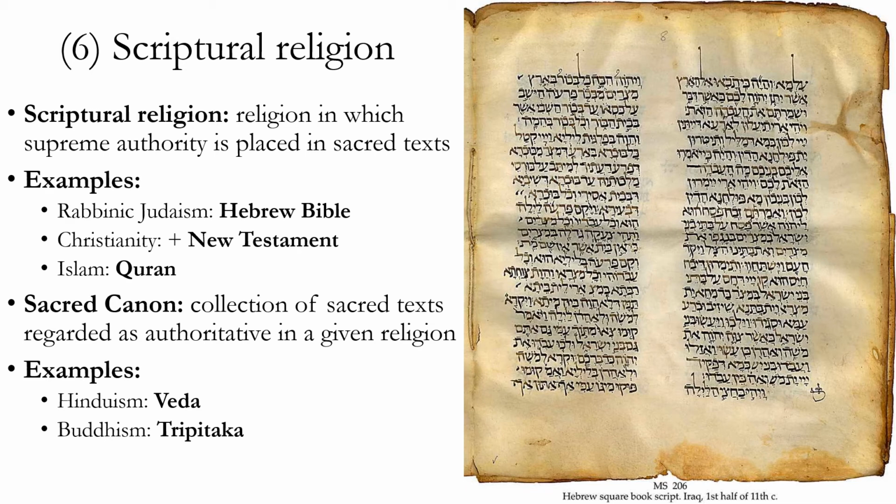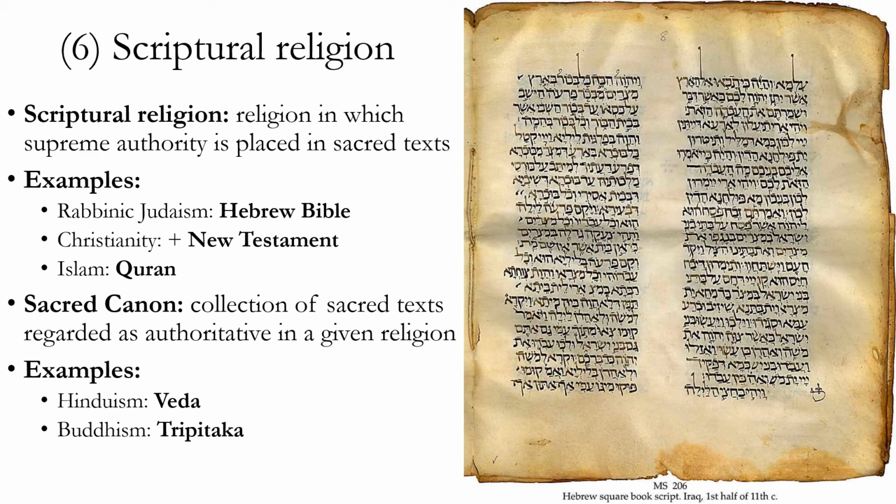So we can use the term sacred canon to refer to a collection of scriptures or sacred texts that are regarded as authoritative in a given religion. So for example, for Jews, the sacred canon is the Hebrew Bible. For Christians, it's the Hebrew Bible plus the New Testament. And for Muslims, the sacred canon is just the Quran.